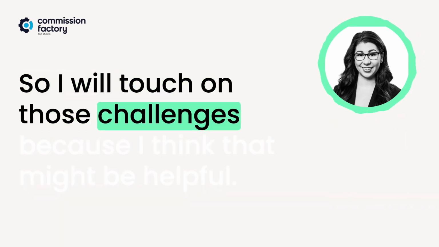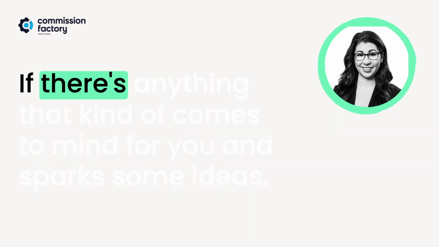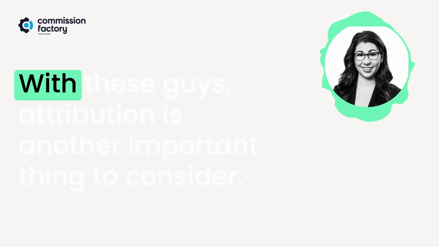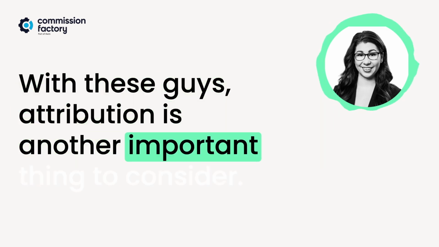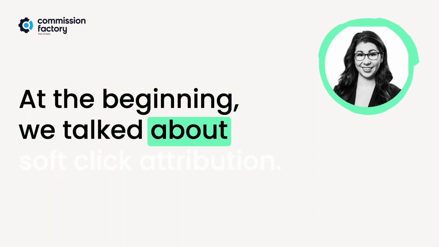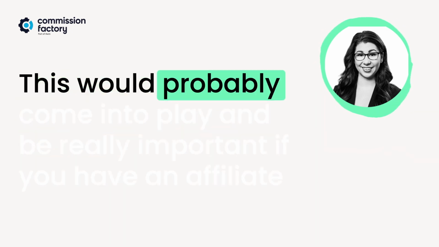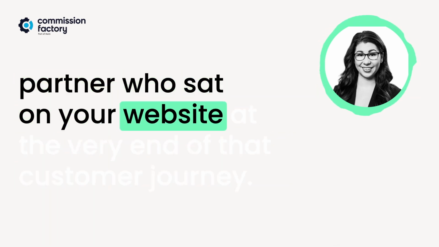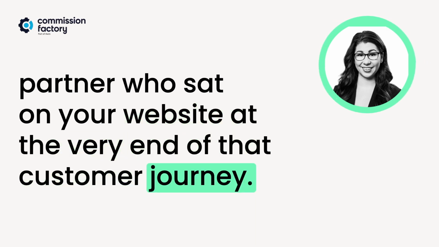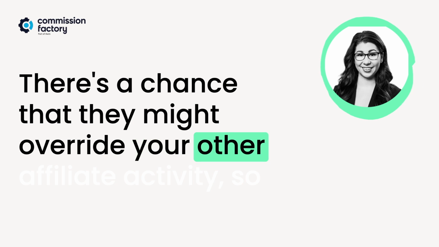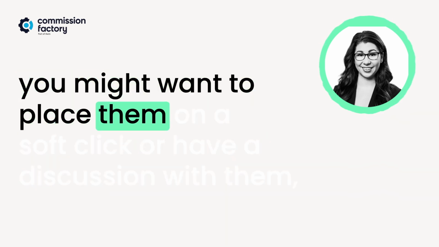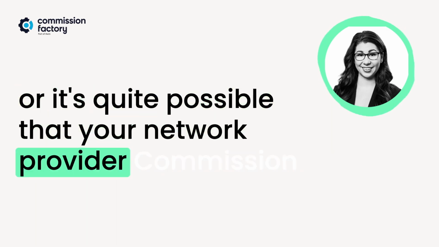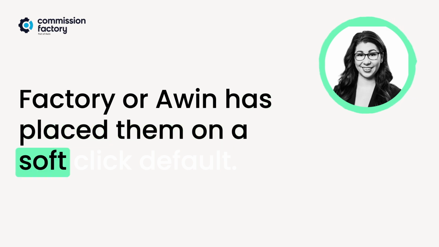So I will touch on those challenges because I think that might be helpful if there's anything that comes to mind for you and sparks some ideas. With these guys, attribution is another important thing to consider. At the beginning, we talked about soft click attribution. This would probably come into play and be really important. If you have an affiliate partner who sat on your website at the very end of that customer journey, there's a chance that they might override your other affiliate activity. So you might want to place them on a soft click or have a discussion with them, or it's quite possible that your network provider, Commission Factory or AWIN, has placed them on a soft click default.